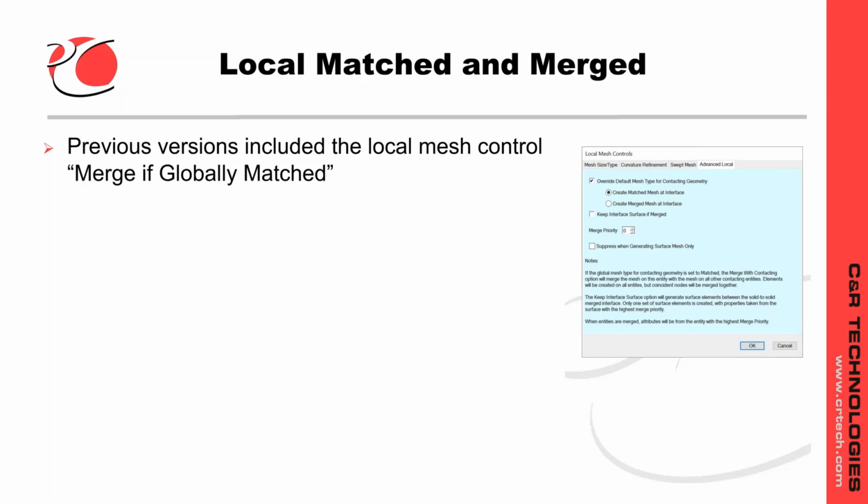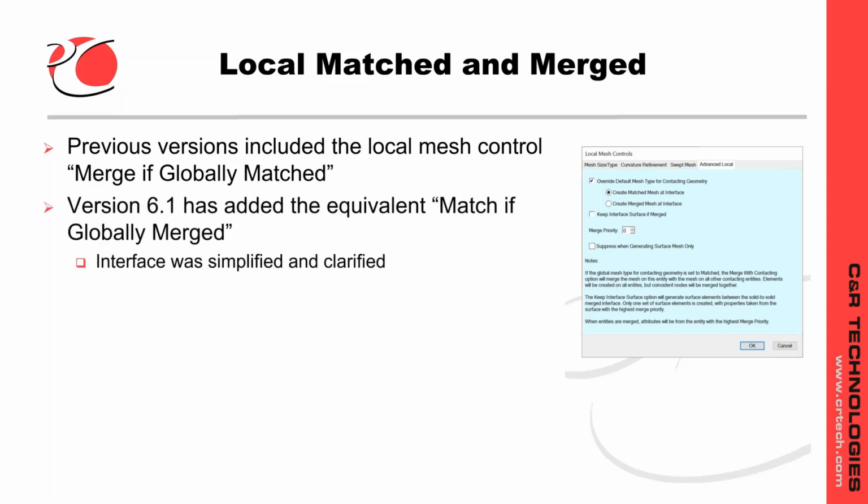We've added a local mesh control. Previous versions included the local mesh control merge if globally matched. We've now added match if globally merged. We also simplified and clarified that interface. You can see over on the right, it's an option to override. So if you set this on a surface or a solid or an edge, it will always be meshed, or always be matched, or always be merged, depending on which one you select there.